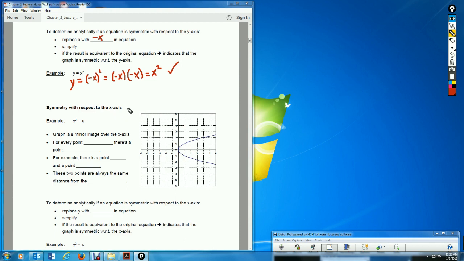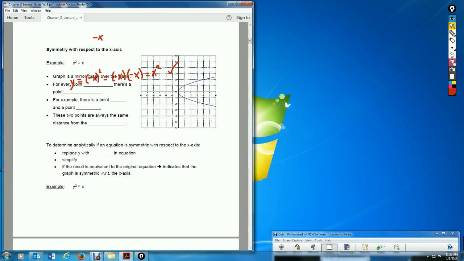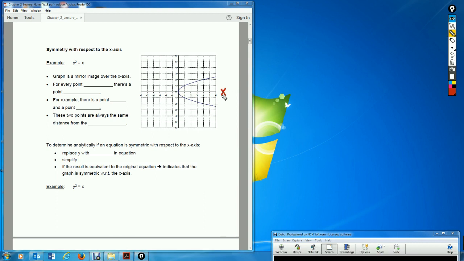Okay, moving on, symmetry with respect to the x-axis. I'm going to move this down again. Okay, so an example here. The equation y squared equals x, or you could also think of that as x equals y squared. If you were to plot that, this is what it would look like. So in this case, the graph is a mirror image over the x-axis. If you were to fold it in half over the x-axis, the two halves of the graph would lay right on top of each other.